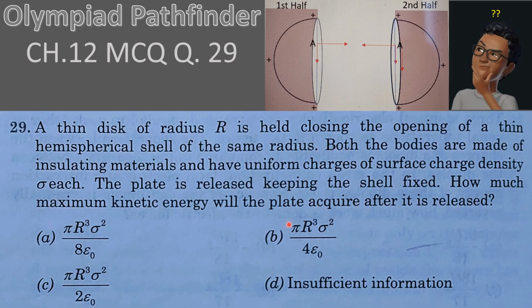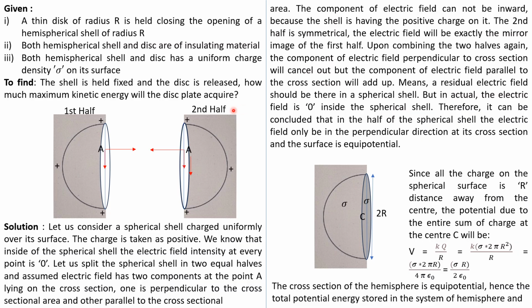So there are four choices, and we have to select the correct option after solving it. So let us solve this question. All the data has been collected here, like a thin disk of radius r is held closing the opening of a hemispherical shell of radius r. So this is the hemispherical shell.